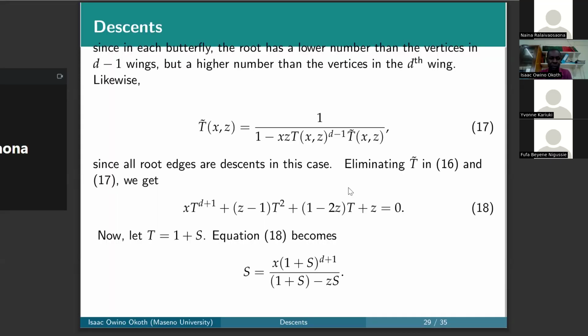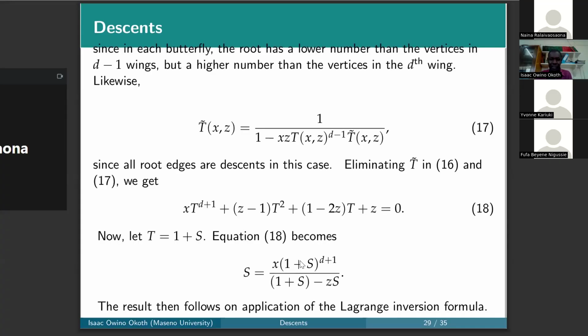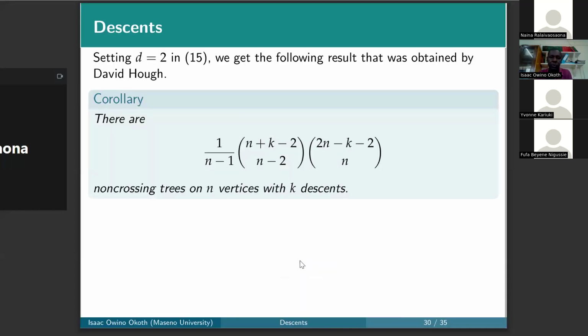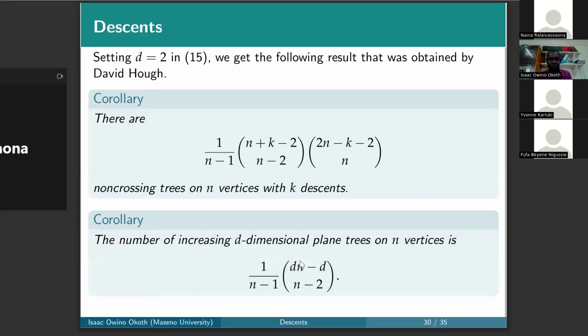we set t to be equal to 1 plus s. So then equation 18 becomes this in terms of s. Then we just apply the Lagrange inversion formula. Then we get the formula for the number of d-dimensional plane trees with n vertices and k distances. Then when we set d equal to 2, we obtain the results that were obtained by David Callan, and this was giving the number of crossing trees with n vertices with k distances.